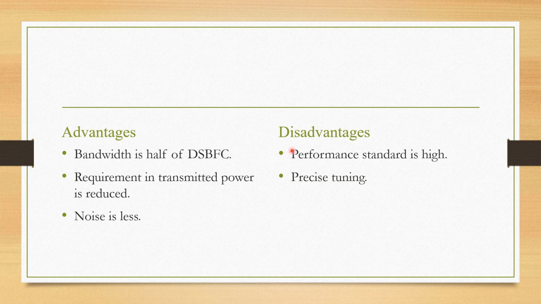And what about the disadvantages? The transmission and reception of SSB becomes more complex. When the complexity increases, the performance standard is high. The next one, SSB receivers require precise tuning. Why is precise tuning required? In AM we do not require very correct tuning, you can generally tune it, but here we need to concentrate as it is going to be a single sideband.